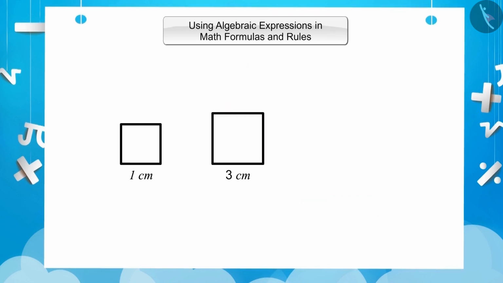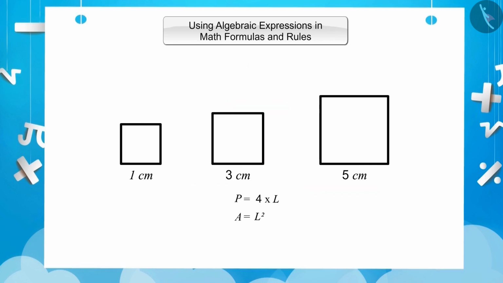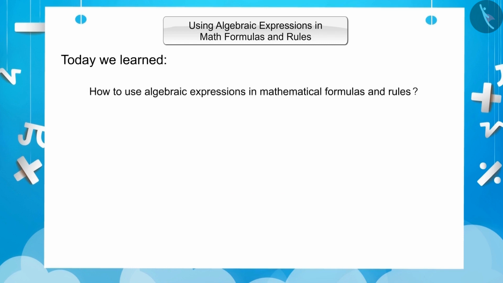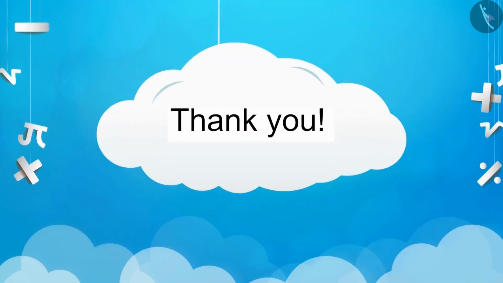So children, now you can find the perimeter and area of any square using these formulas. Similarly, using the algebraic expressions in the formulas and rules of mathematics, we can find the area and perimeter of rectangles, triangles, pentagons, etc. Today we learned how to use algebraic expressions in mathematical formulas and rules. Hope you understood this well. In the next video, we will understand them better with the help of some examples. Thank you.